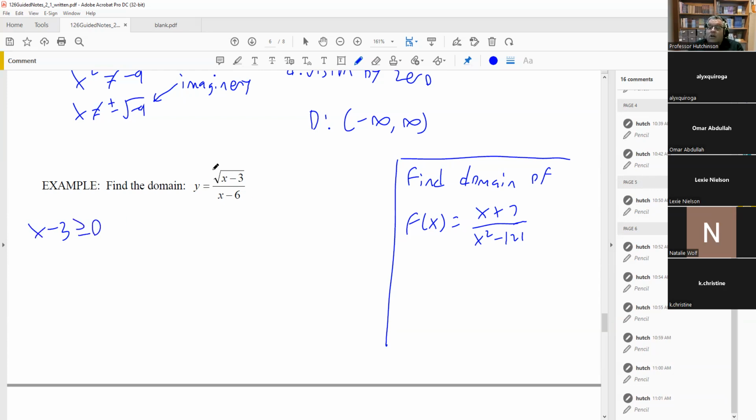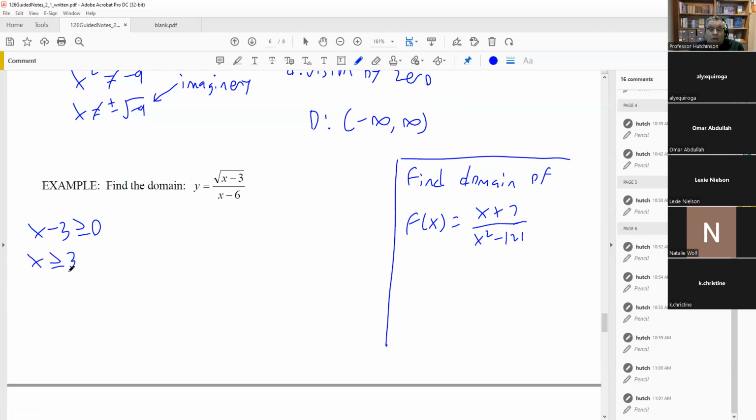Notice that the square root is on the top of a fraction. If the square root is on the top of the fraction, you're going to use the greater than or equal to symbol. If the square root is on the bottom of the fraction, you're just going to use the greater than symbol. So greater than or equal to, I want to use on this. If I add 3 to both sides, I get x is greater than or equal to 3. And I'm going to stop there.